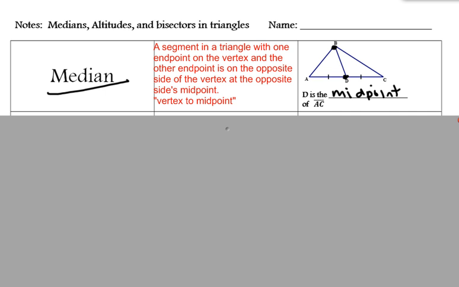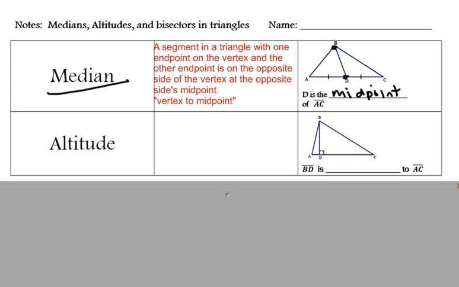Okay, and here is the formal definition. It's a segment in a triangle with one endpoint at the vertex and the other endpoint at the opposite side's midpoint. Or just think it connects a vertex to the midpoint of the opposite side.